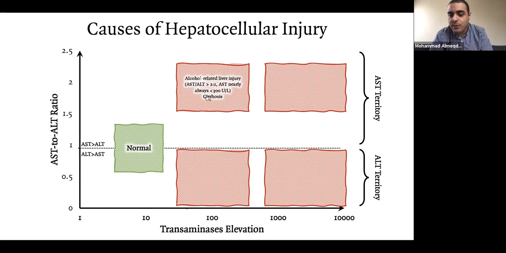And cirrhosis. How about if your AST is super elevated, but the ALT is not? So you have thousands of AST and then hundreds of ALT. Then what do you think?